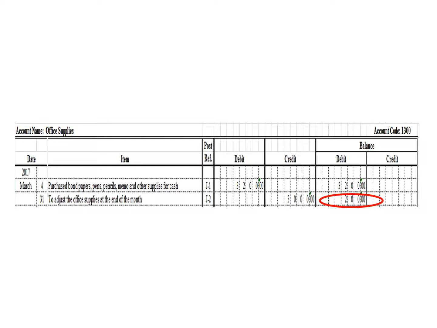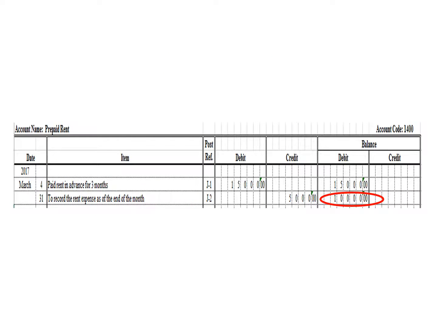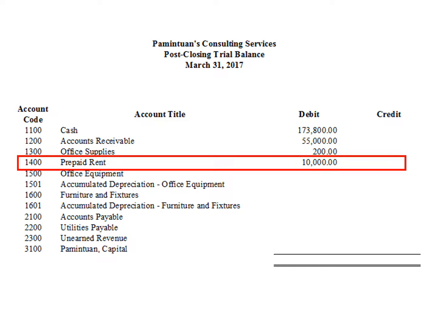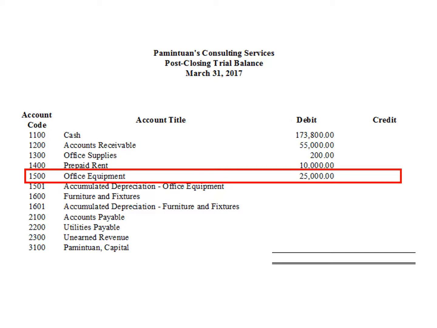Office supplies has a debit balance of 200 pesos. Write the balance of the office supplies in our post-closing trial balance, 200 pesos under the debit column. Prepaid rent has a debit balance of 10,000 pesos. Write its corresponding balance, 10,000 pesos, under the debit column. Office equipment has a debit balance of 25,000 pesos. Write its corresponding balance, 25,000 pesos, under the debit column.